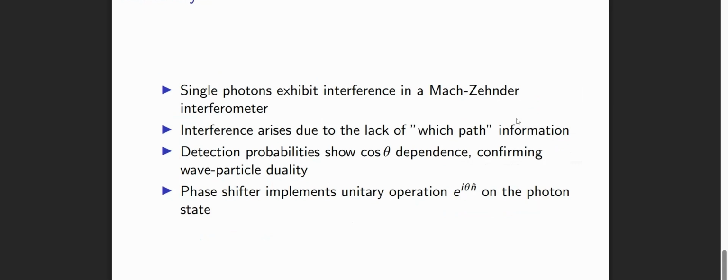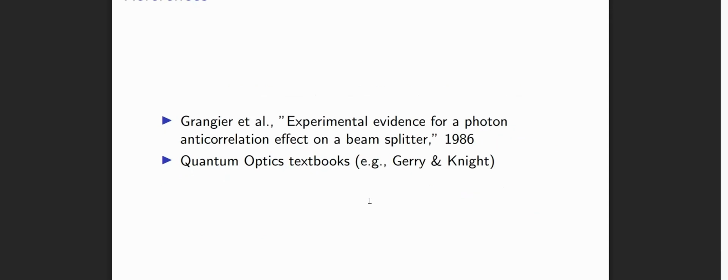In summary, what we can say is that a single photon exhibits interference in the Mach-Zehnder interferometer, and the interference arises because, as we know, the which-path information was hidden from us, so that's why we observe the interference fringes. And the detection probability shows the cos theta dependence, confirming the wave-particle duality. That's it. And these are the references of the paper and the book which we followed.